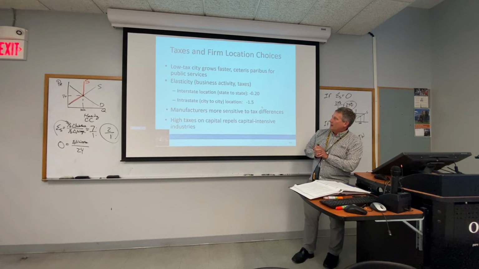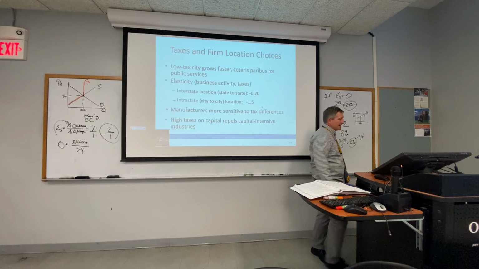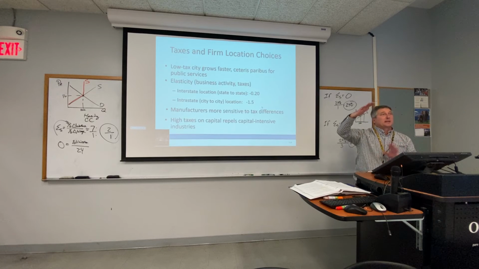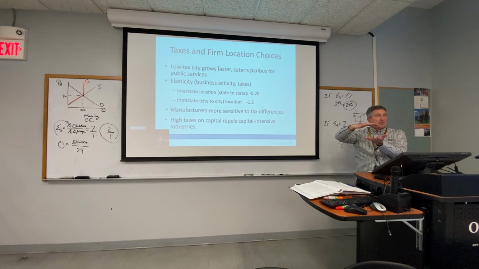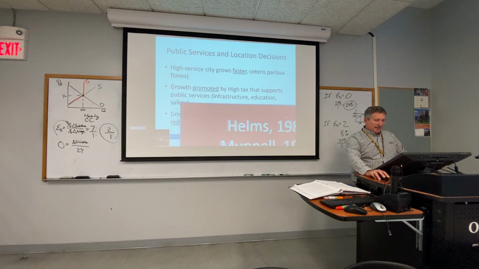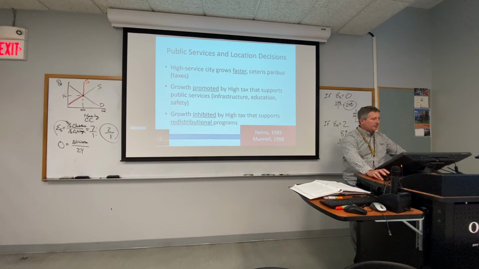Which makes sense. Manufacturers are a little more sensitive to tax differences, and high tax on capital tends to repel capital-intensive industries. So if we take the 80-20 model that we've been using and we make it 80% capital, 20% labor, then that's the more capital-intensive industries, and taxes are going to have a bigger impact on that. Okay, so that's taxes and business activity. All right, so we did that part. Here's some other reports from studies.